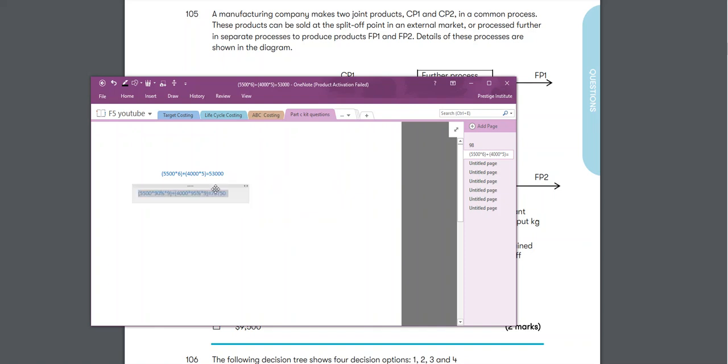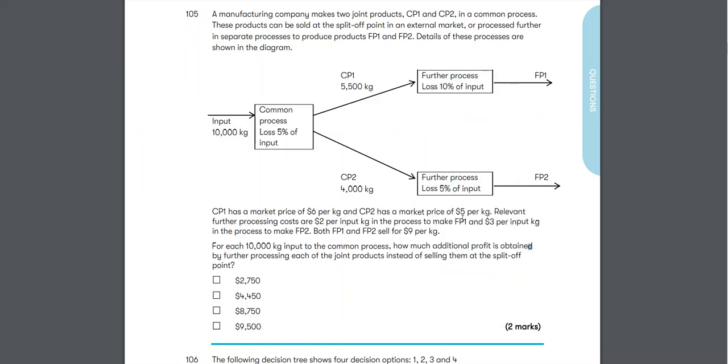But remember, this is not the incremental revenue. Incremental revenue is when I take 78,750 minus 53,000, because we are earning 53,000 anyway, whether we further process or not. Now we are looking at the cost of further processing. Obviously, the revenue is more when we further process, but what is the cost that we are incurring? Relevant further processing costs are 2 per input kg. Remember, per input kg, not per output kg.